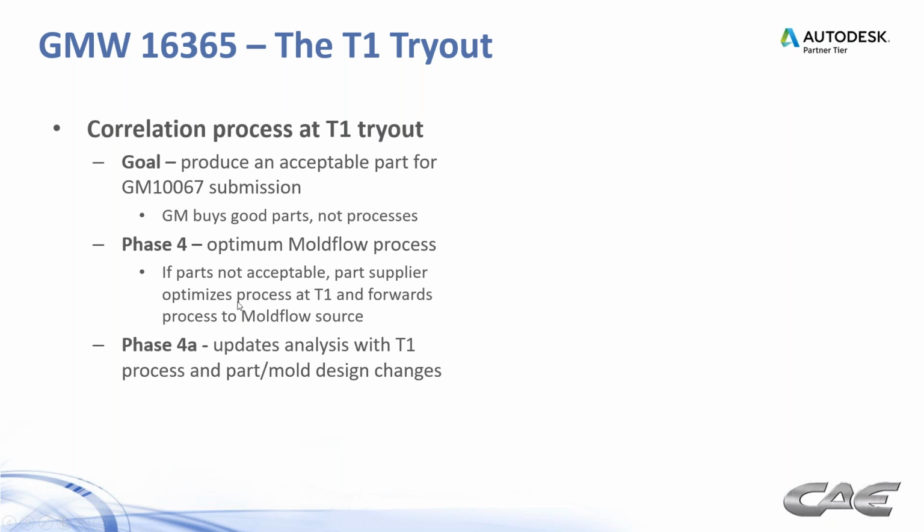The guys that are running the machine there at the tool shop are going to dial it in the way they see fit after they run the initial process from the Moldflow analyst, and they're going to update that analysis the way they see fit. So those process settings are then going to be fed back to the Moldflow source, and that analysis will then be run from there. So it's kind of a bi-directional correlation, if you will. And then lastly, the phase 5 process is run, fully optimized, what's going to be run at the part supplier.